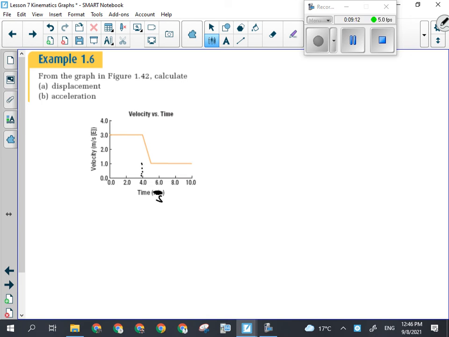So we got the first 4 seconds of this motion. The object is traveling at a constant velocity of 3 meters per second. So if I want to calculate displacement during that part, I just take my average velocity and multiply by time. v equals d over t. So I'm going to have 3 meters per second times 4 seconds, and this is 12 meters. So that part's pretty straightforward. And it's 12 meters east, according to the graph. Now, during the next second, what's the object doing?